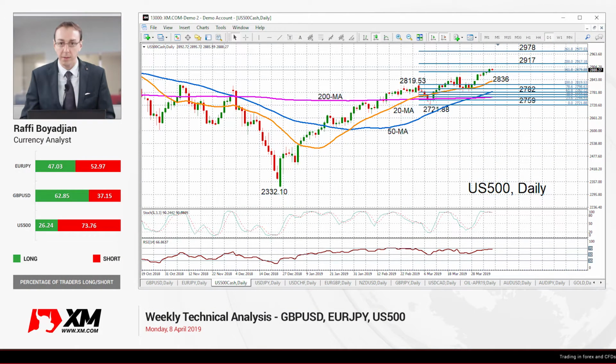Today we're going to be looking at the pound dollar, the euro yen, and the US500 cash index. So let's get started first with the pound dollar pair.